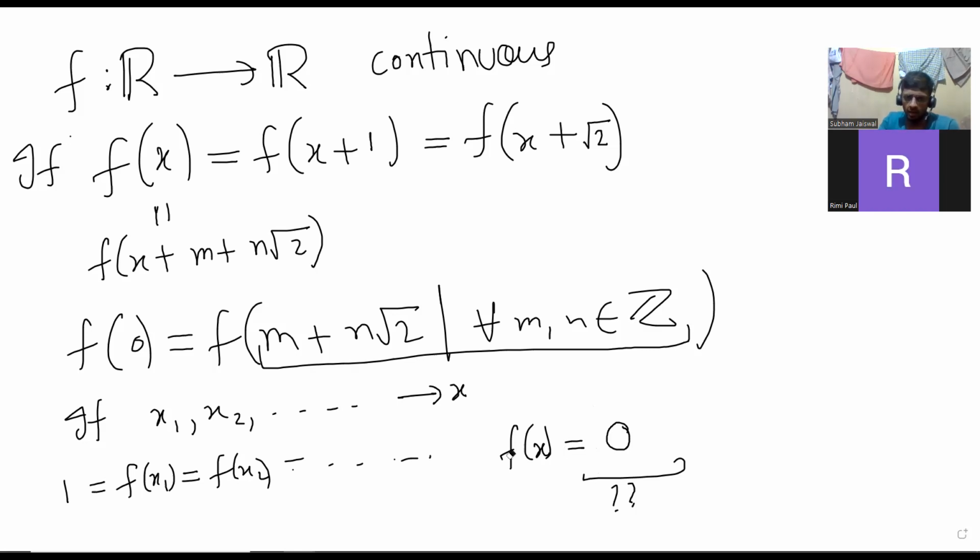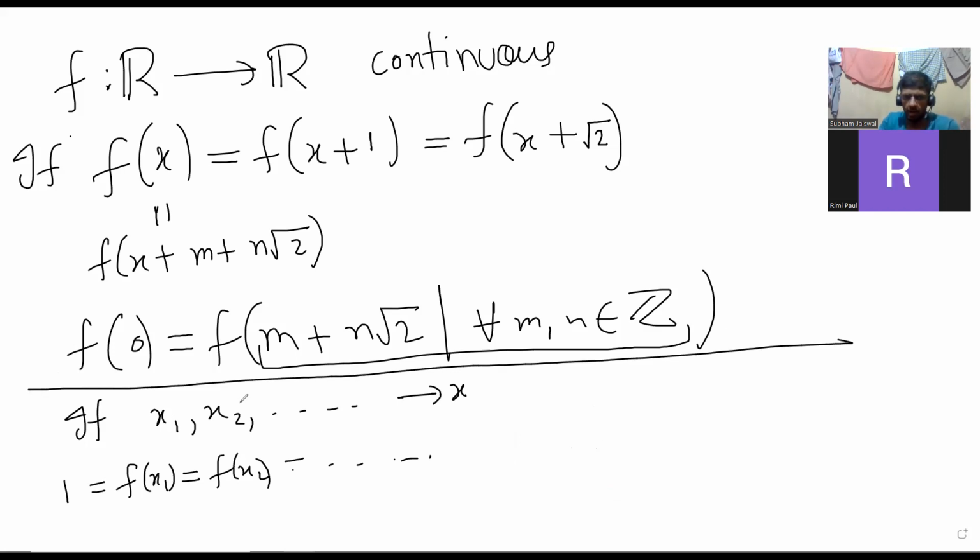Can you repeat this part again? Yes. Forget the upper part, just this part. f is a continuous function, and there is a number x. Suppose x1, x2, the sequence, converges to x, and f(x1), f(x2) are all equal to 1.